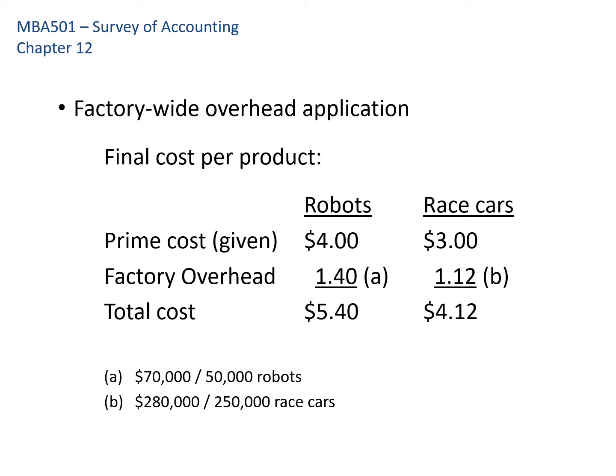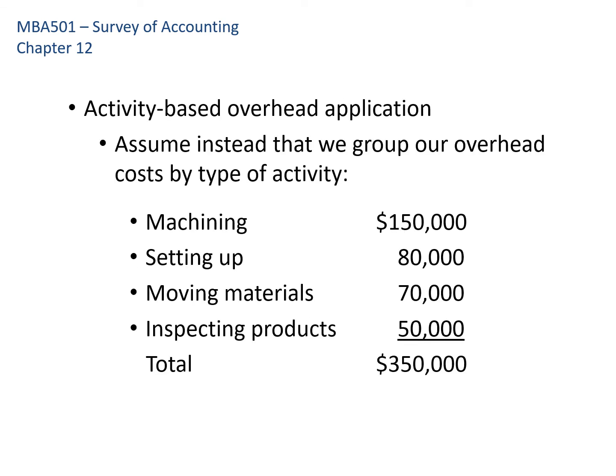So now let's take a look at a slightly more sophisticated way to do it. So instead of just taking one big pool of factory overhead, I break it out into activities. So I spend some time maintaining and setting up machines. Okay, that's machining. I have machining costs. That's depreciation on machines and maintaining the machinery. I have $80,000 involved in setting up production runs. So getting the machine in the right position, putting the jigs out, getting materials ready, that kind of setup activity. That costs me $80,000 a year.